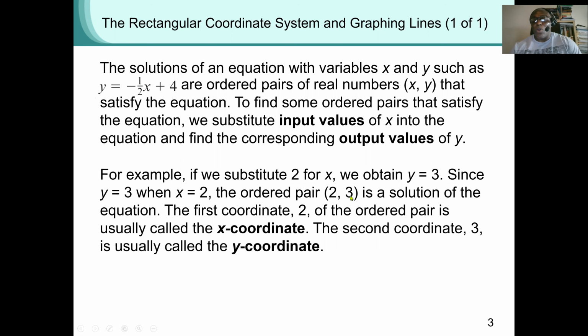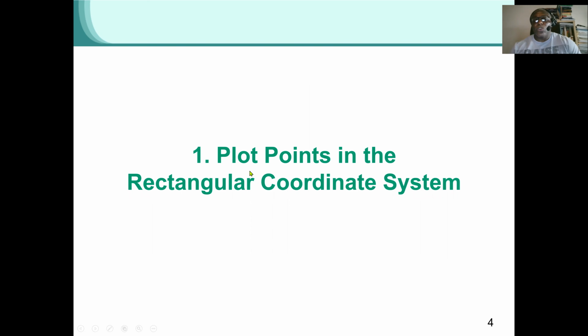X also will be our horizontal axis, and y will be our vertical axis. So the first coordinate, 2, of the ordered pair is usually called the x coordinate, and the second coordinate, 3, is usually called the y coordinate. So again, always the x value comes first before the y. Now let's go through how to plot points in a rectangular coordinate system.